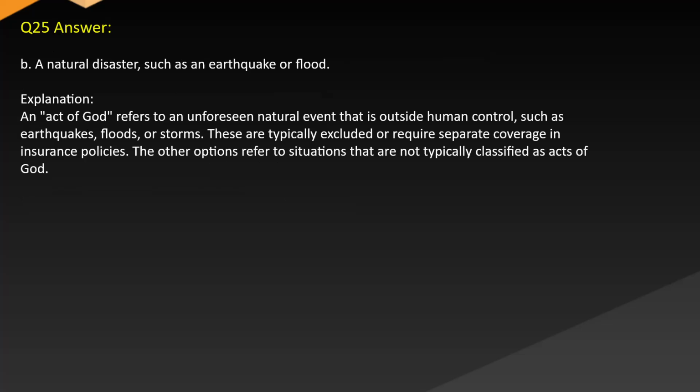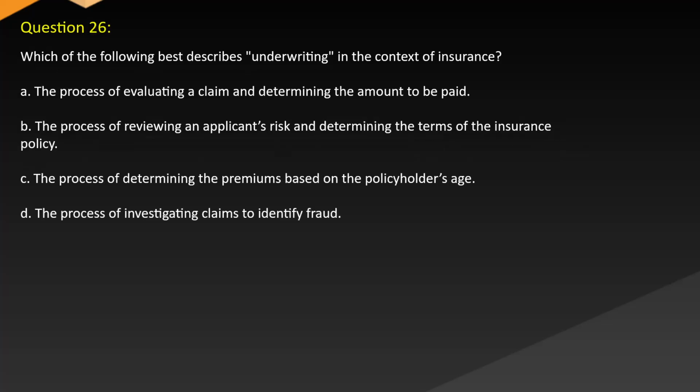Answer B. A natural disaster such as an earthquake or flood. Explanation. Act of God refers to an unforeseen natural event that is outside human control, such as earthquakes, floods, or storms. These are typically excluded or require separate coverage in insurance policies. The other options refer to situations that are not typically classified as acts of God. Question 26. Which of the following best describes underwriting in the context of insurance?